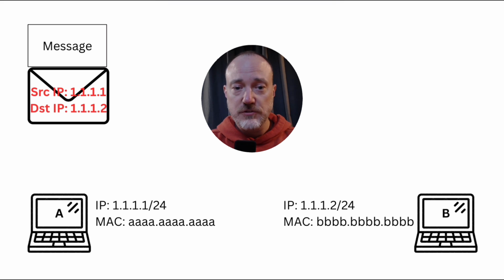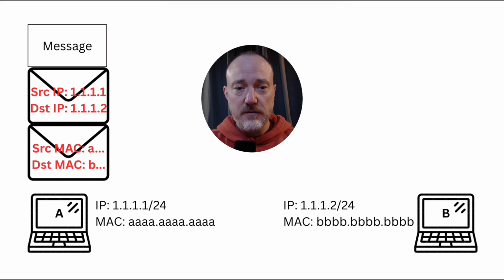So now at layer 2, we can add that header onto it. And we have our source MAC address of all A's, our destination MAC address of all B's. This is now a frame at layer 2, and it gets handed down to the physical layer.